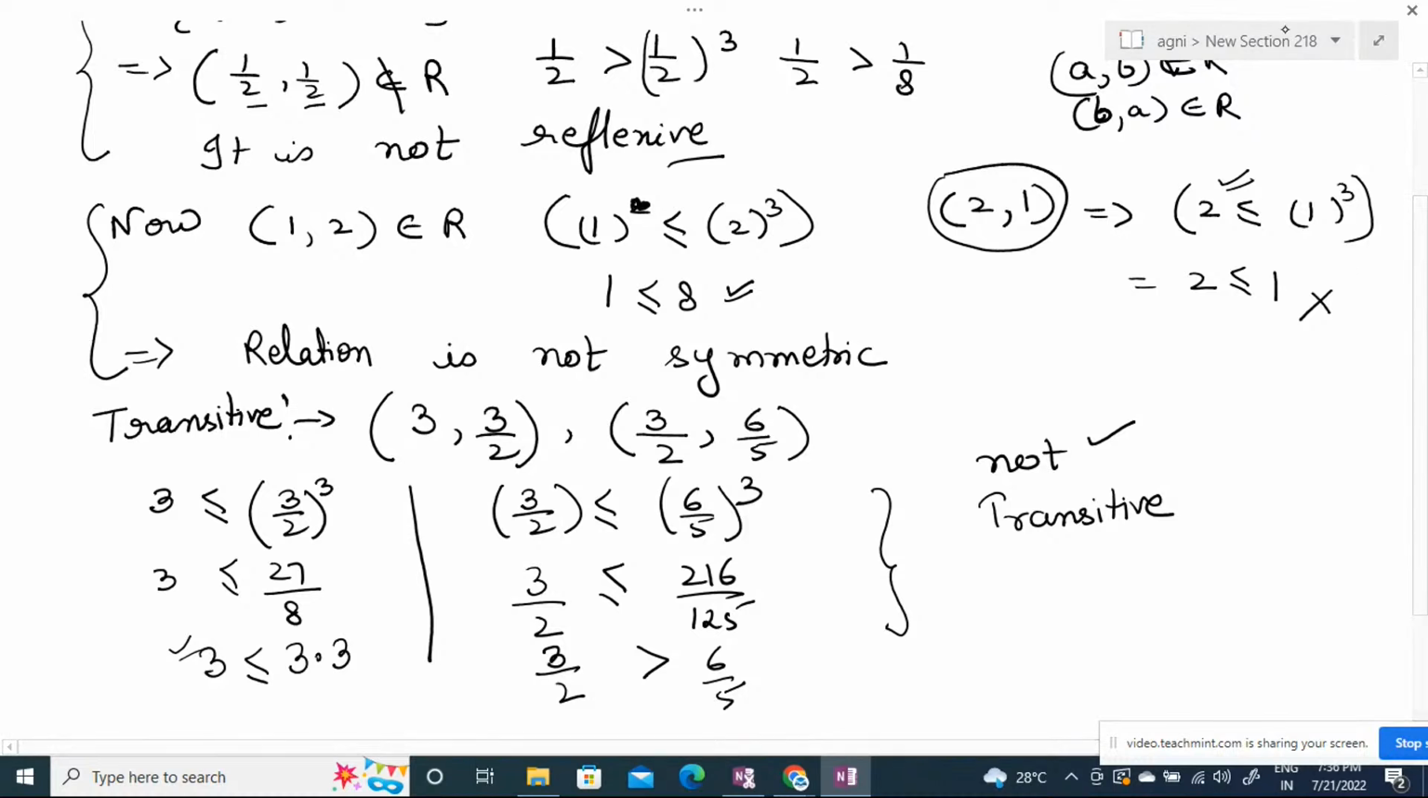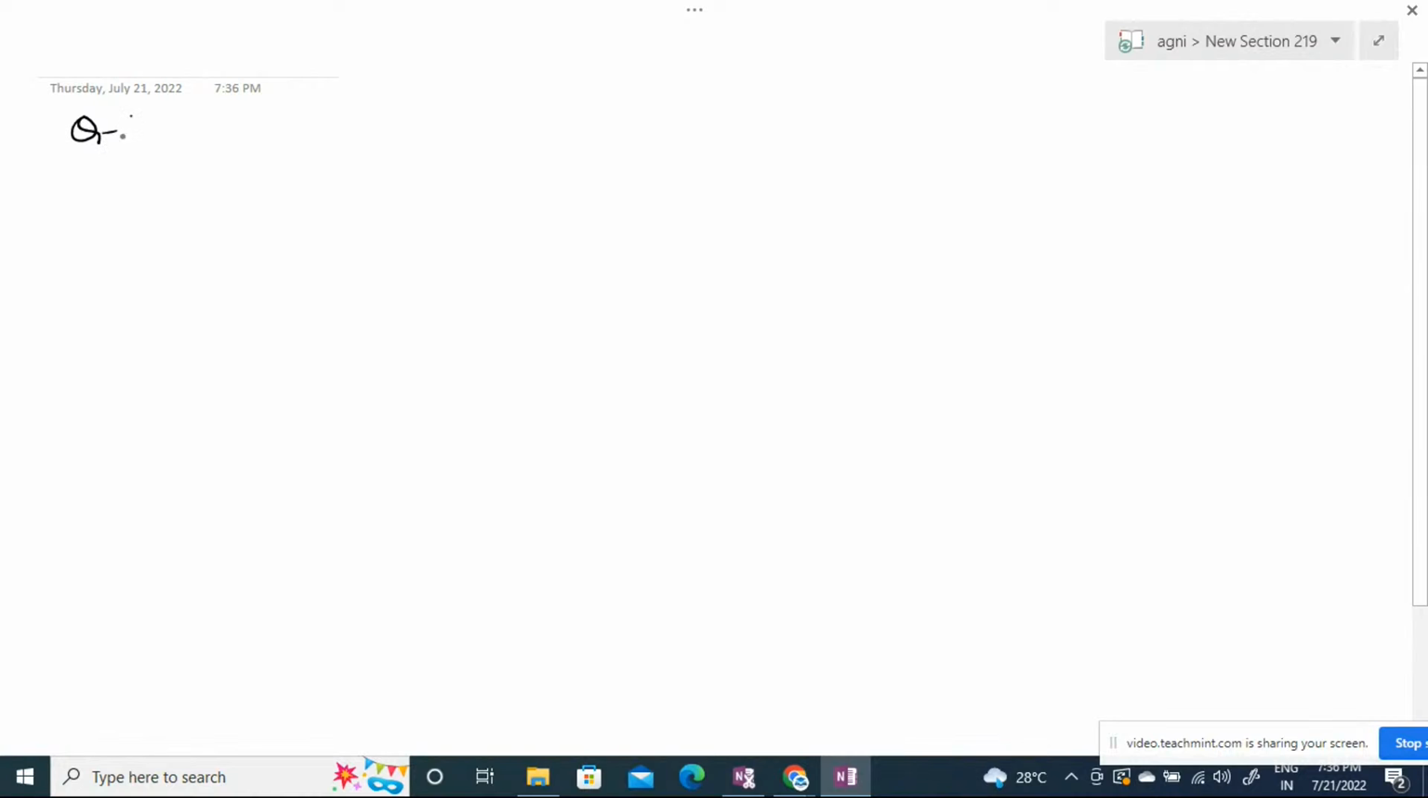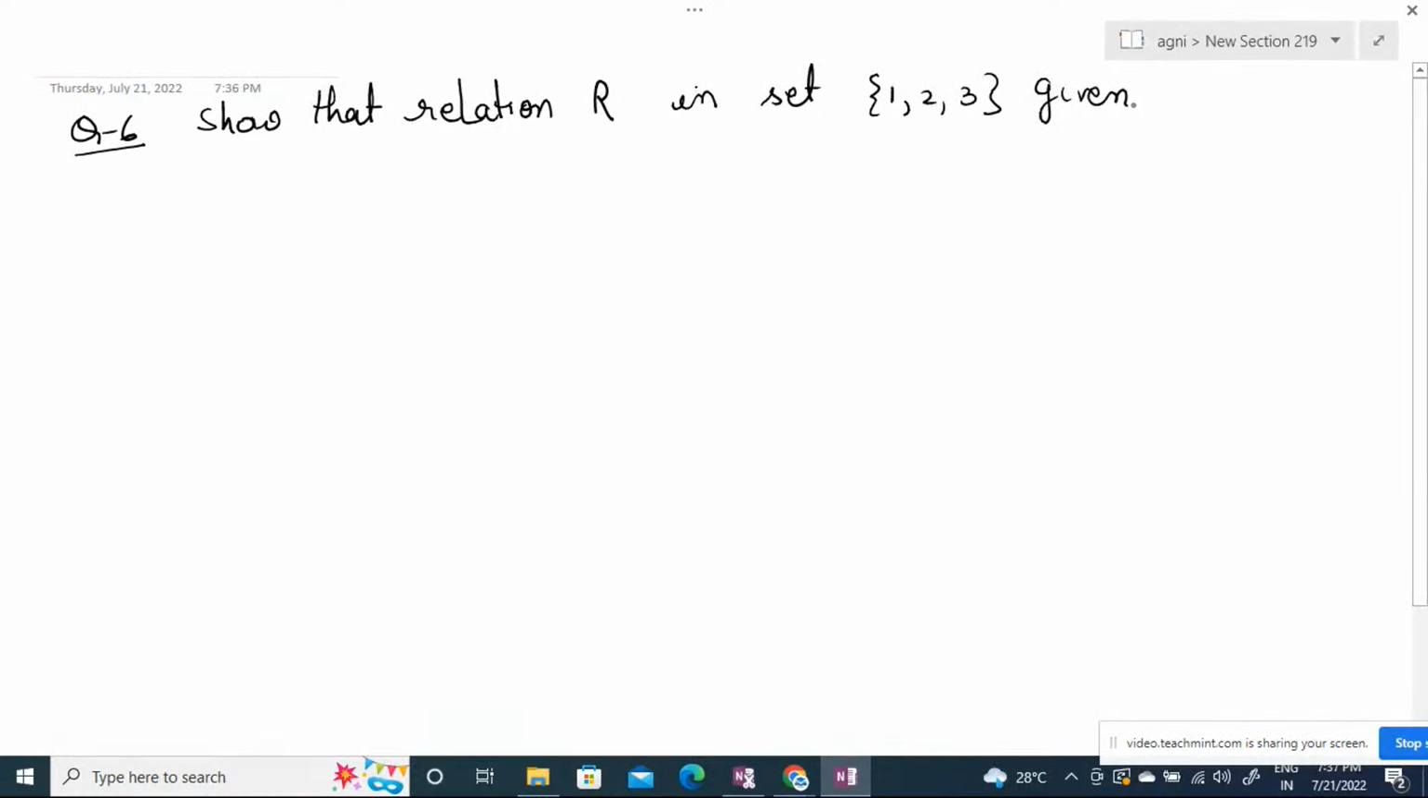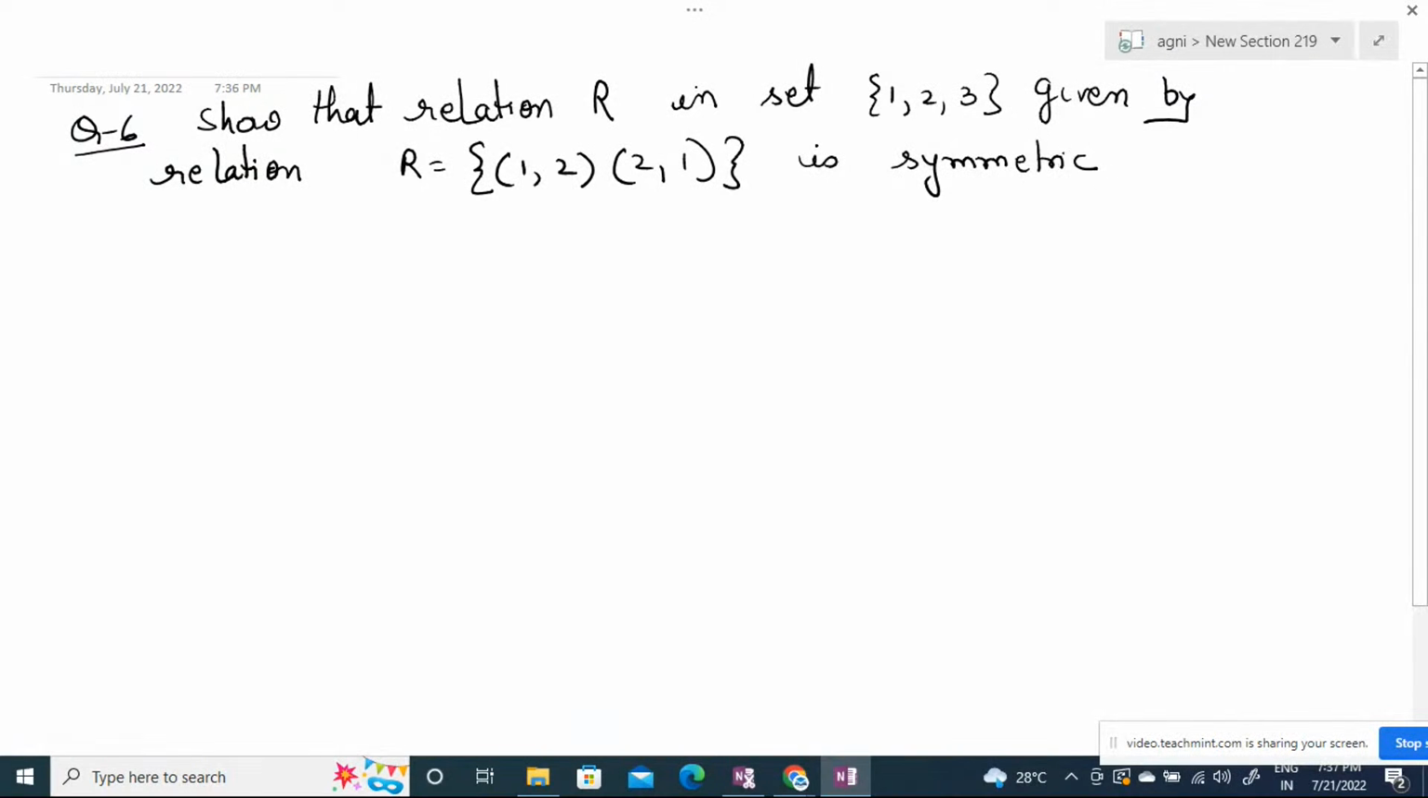Now I am shifting to question number 6 of your exercise. In question number 6, we have to show that the relation R in the set {1, 2, 3} given by R = {(1, 2), (2, 3)} is symmetric but not reflexive and transitive.